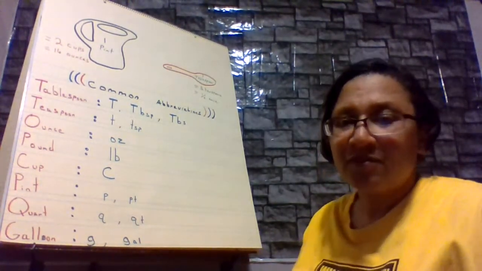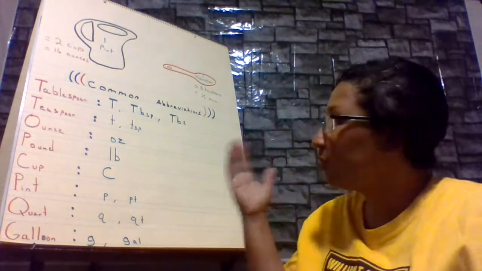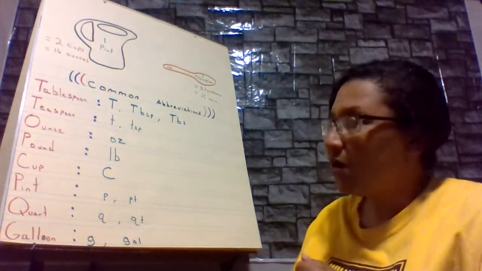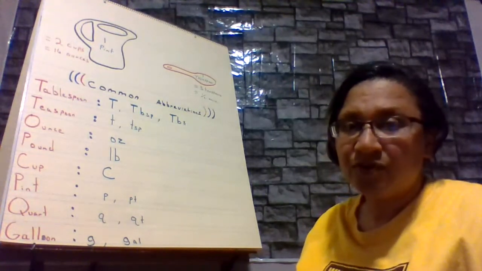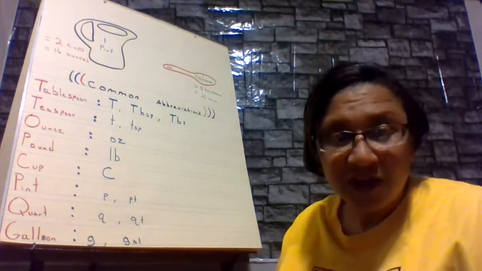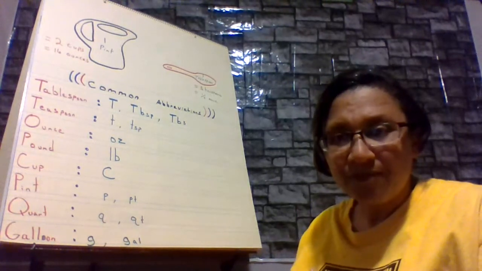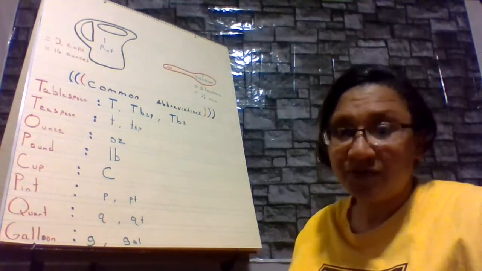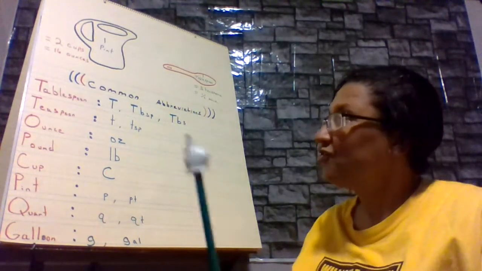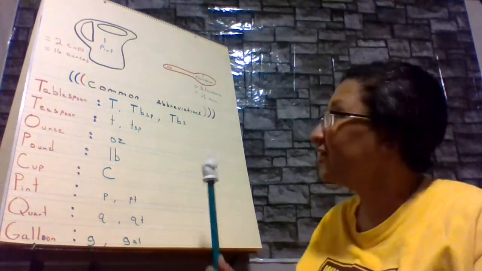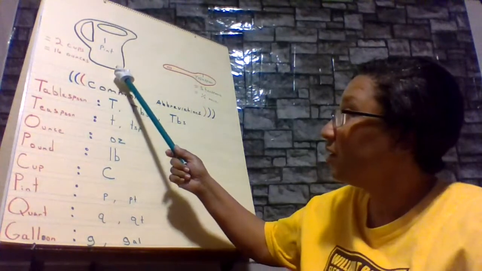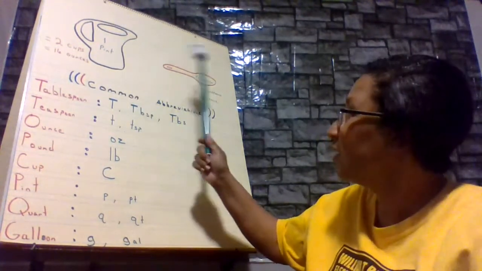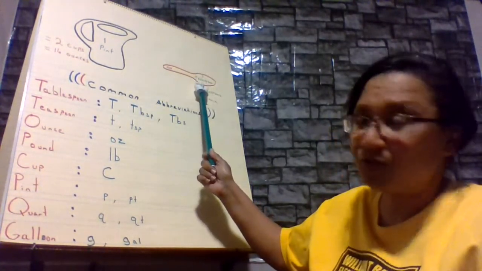But before we begin, let's go over some common abbreviations for these particular measurements that we are going to be talking about. So, what you're going to need is a piece of paper, and definitely your child needs a piece of paper. And I want you to set up the paper just like this. So at the top, I have a little liquid pitcher, and I have a spoon.